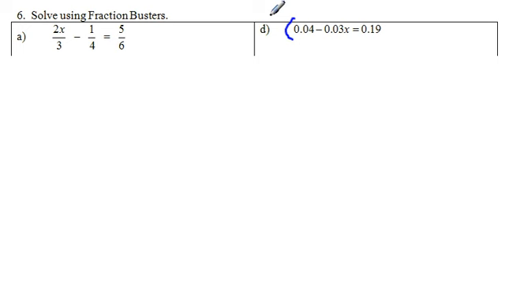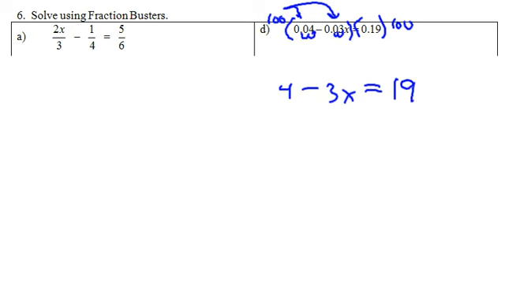So let's multiply the left-hand side by 100, multiply the right-hand side of the equation by 100, and now when you distribute, 100 times 0.04 will move the decimal twice and change it to a regular 4. Distributing 100 to this guy, minus 0.03, the decimal moves twice, and it turns into just 3 times x. There's a little x there. On the right-hand side, 0.19 times 100 moves the decimal twice to get 19.